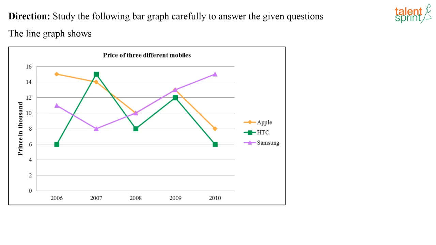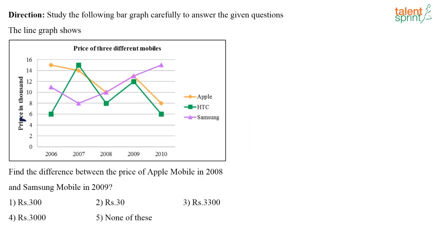Next one. So the next set of questions are from this line graph. Study the following line graph carefully to answer the questions that follow. The line graph shows the price of different mobile phones, and these are the price in thousands. Okay, now let us look at the questions. This set was a fairly easy set.